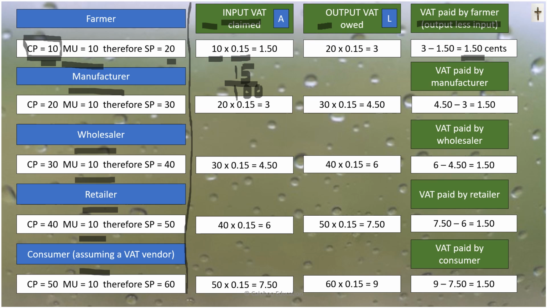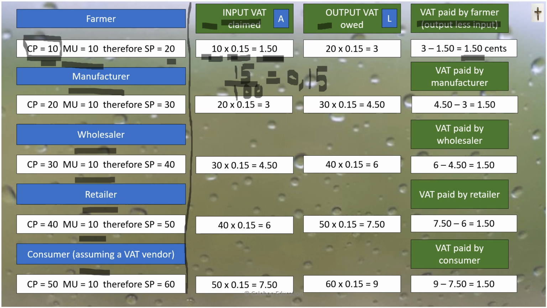If I punch that into the calculator, 15 divided by 100 is 0.15. I'm assuming if you're watching this video, you have a little bit of maths knowledge. So if I want to get the exclusive amount times by the 15%, that will give you the input VAT for the farmer. And I'm working in rands. It doesn't matter what currency you're using.